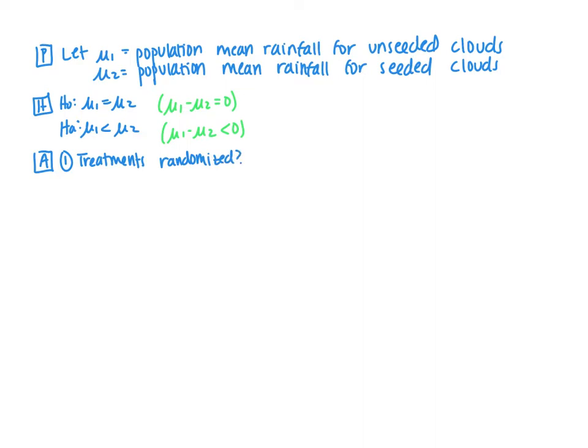Do not write random sample question mark or random question mark. Instead, we want to know, were the treatments randomized? And we're going to say yes, stated. Second assumption for mean. Sample is less than 10% of the population. Okay, 10% rule. Last one.